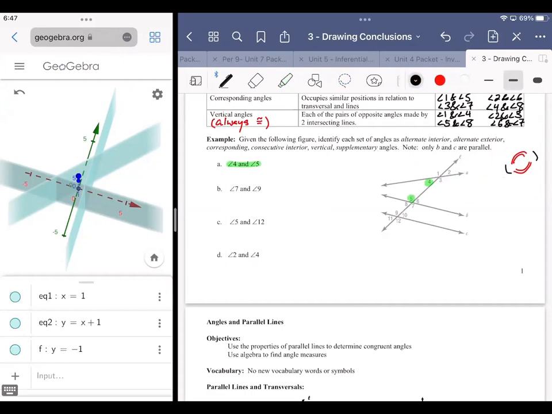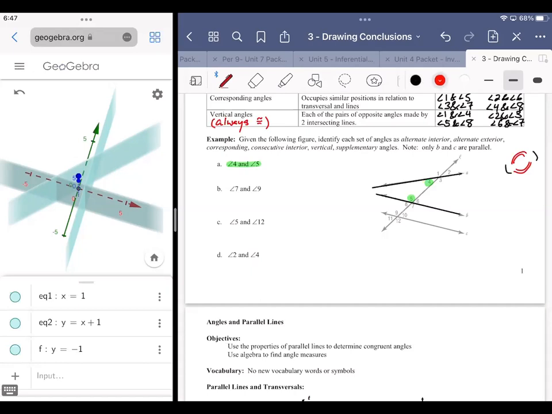Now, these are two lines. I have two lines here, one right here, that's line A, and line B. All right. Angle 4 and angle 5 look like they are on the interior. They're between lines A and B, right? So they're on the interior because they're between A and B. Now it's just a question of whether they're consecutive interior or alternate interior.